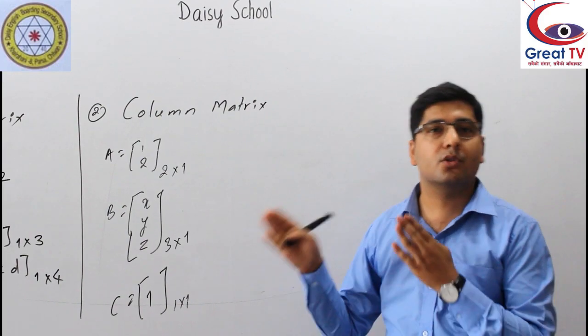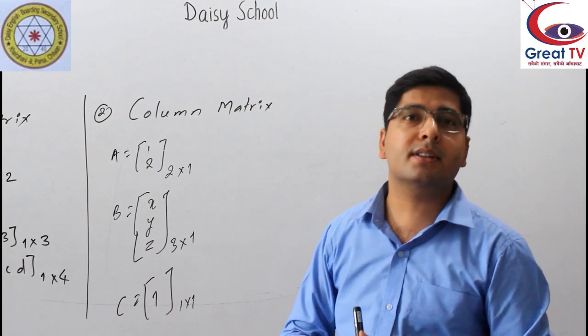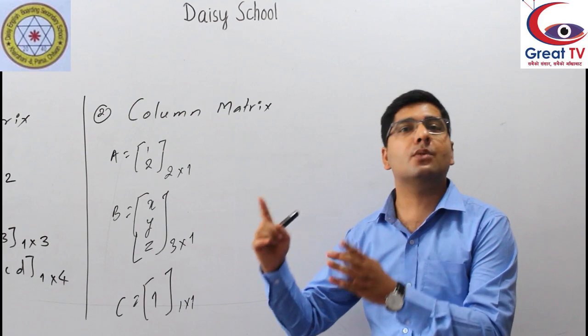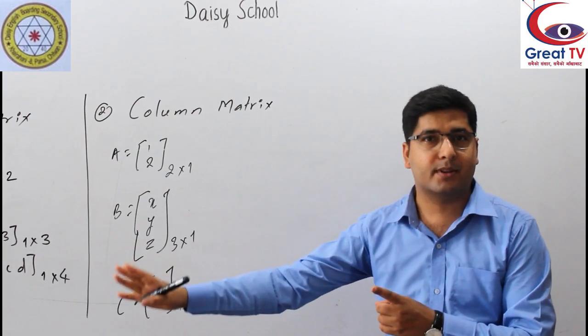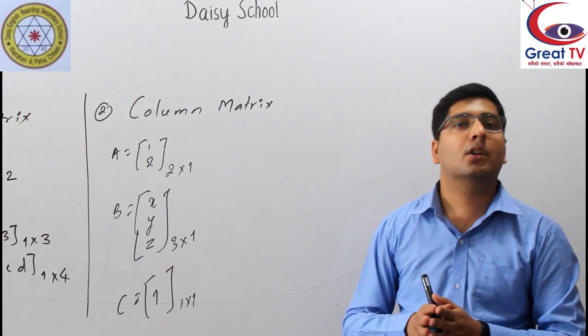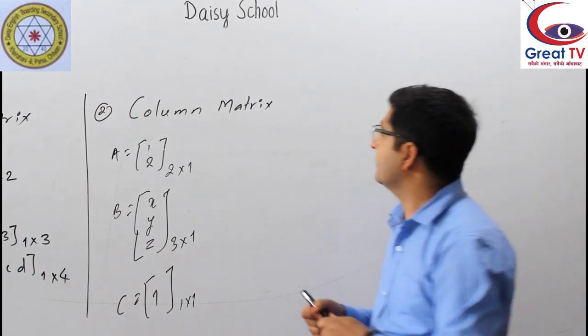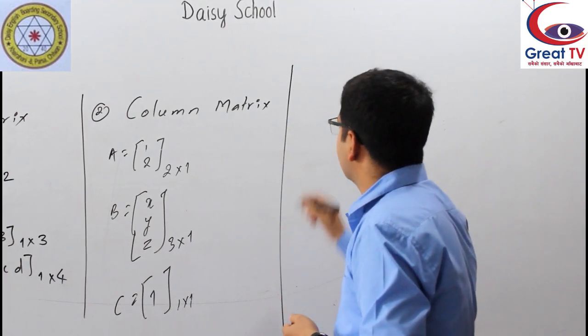Do you know what is the difference between row matrix and column matrix? Those matrices having only one row are known as row matrix, and only one column are known as column matrix. Now the third one, square matrix.